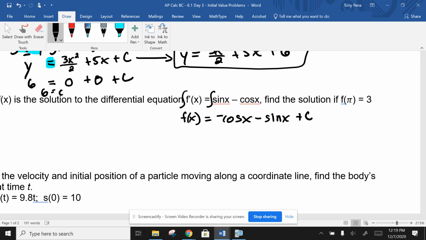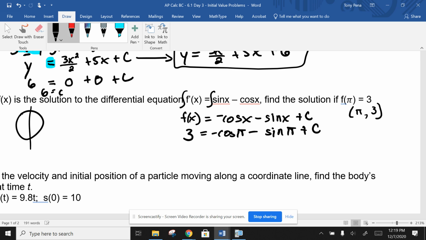But if we now know that the point, let's write this as a point, just to make sure we understand what this means. This is the point pi, comma, 3. If we know the original graph has to go through that point, that now allows us to do some substitutions to figure out what our c is. So we're going to let our y coordinate, so the f of x, be the 3. Let your x's be pi's. And then now we can solve that equation for c.